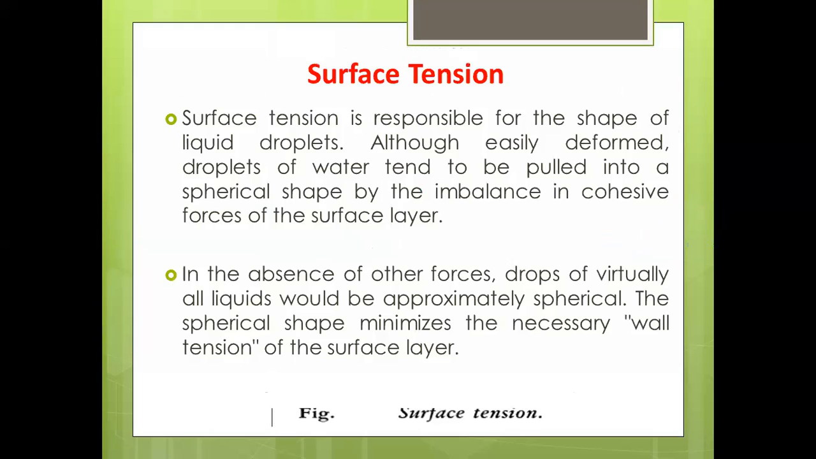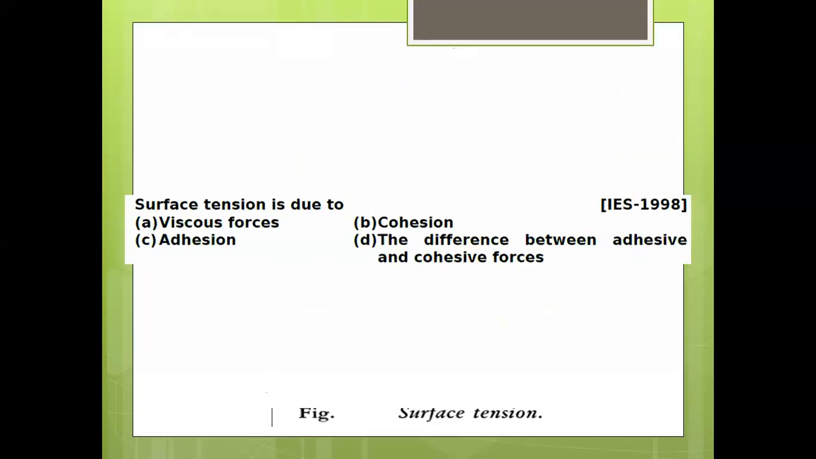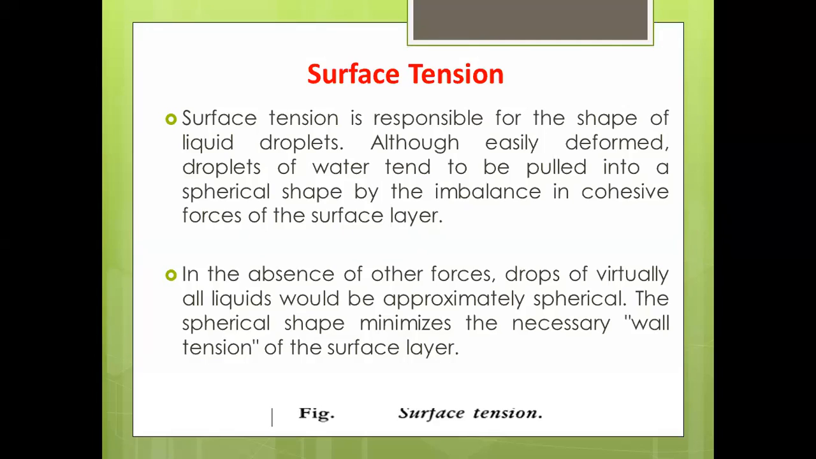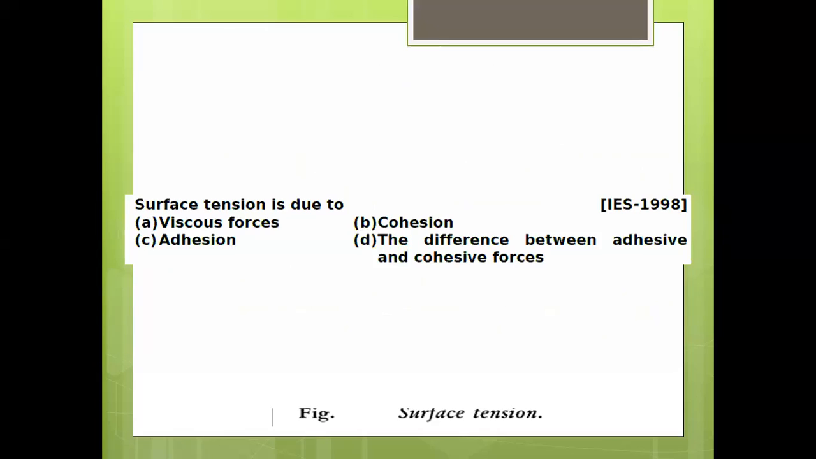Here you can see that surface tension is responsible for the shape of the liquid droplets, right? The shape of the liquid droplet is nearly spherical. It is not exactly spherical because, due to the gravitational force, it will not remain exactly spherical. In the absence of other forces, drops of virtually all liquids would be approximately spherical, right? So this was the theory part. We will see the equation for this also, and then we will see the questions.